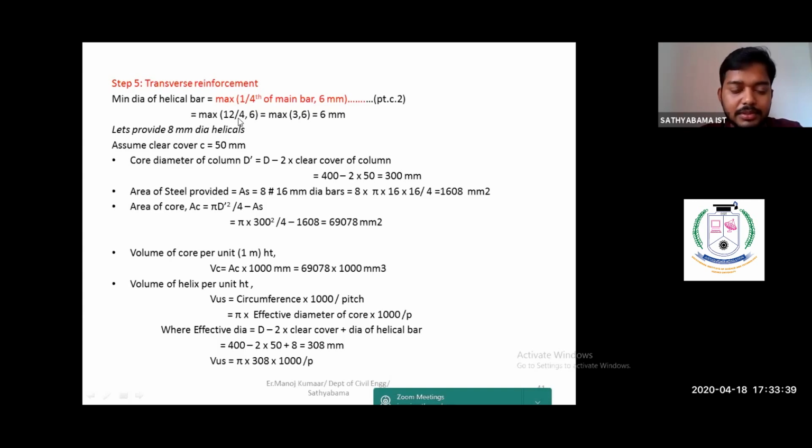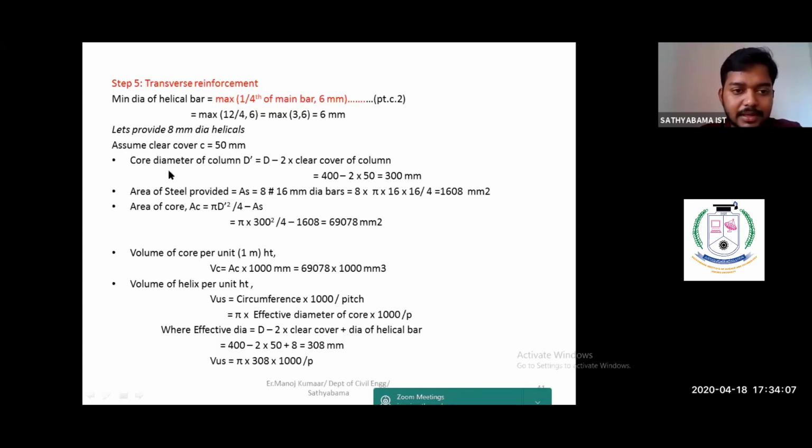16 divided by 4 is 4, and the second value is 6 mm. It is fixed. So the maximum out of 4 and 6 is 6 mm. Since there is no 6 mm diameter bar available in the market, we are going for the next available size, that is 8 mm. So let us provide 8 mm dia helical bars. Assume clear cover as 50 mm.